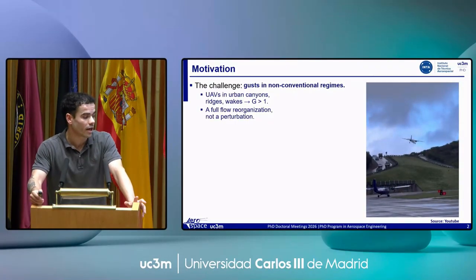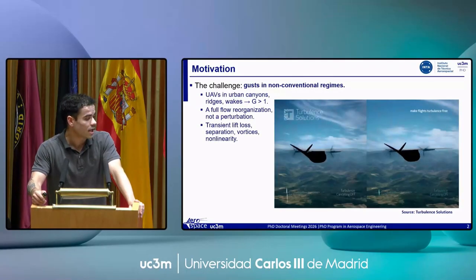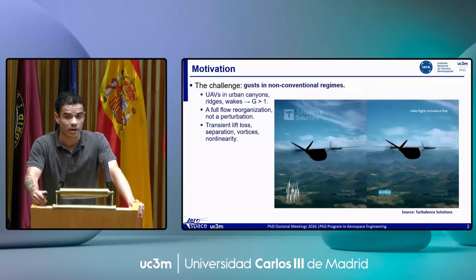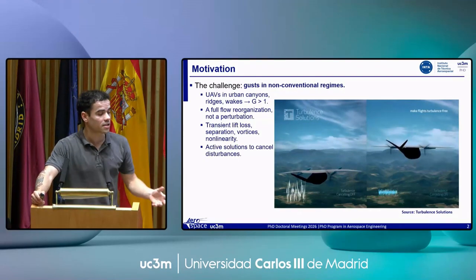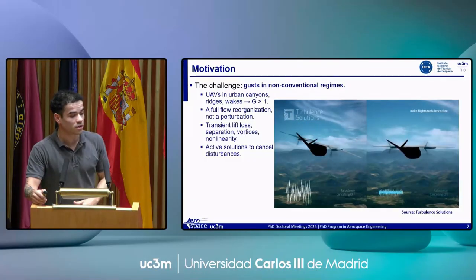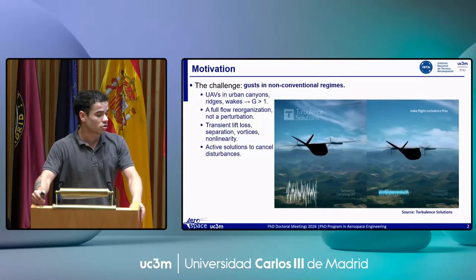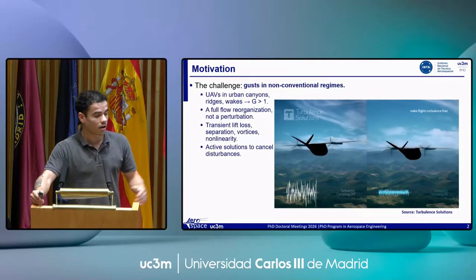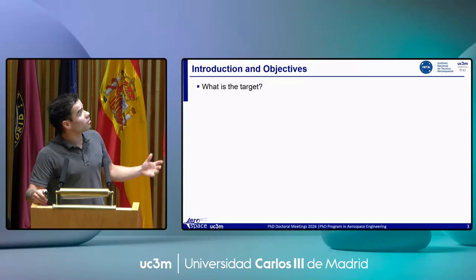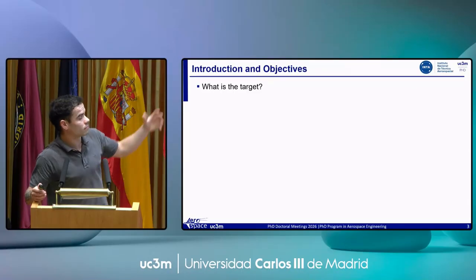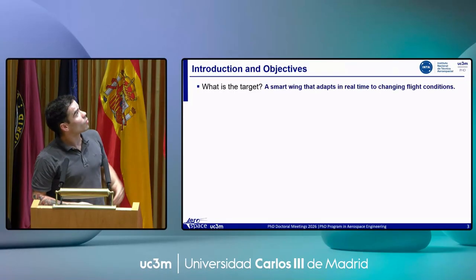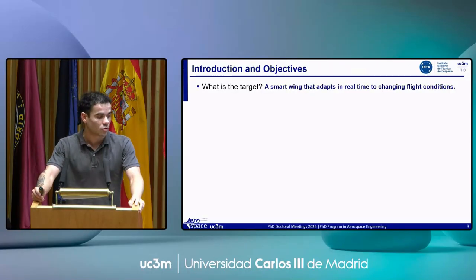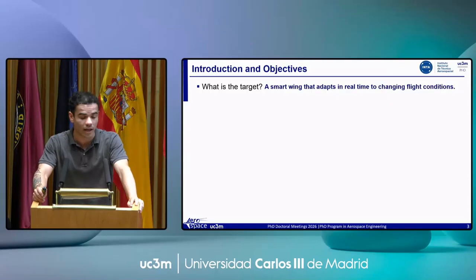In fact, they are flow reorganizations around the wing, which can cause several effects, such as transient lift losses and separation, among others. These effects can be suppressed by innovative solutions like active control, as the one shown here with active flaps, but a rigid flap along the span is not enough. That's the reason for the target of the study, which is building a smart wing that can adapt in real time to changing flight conditions.